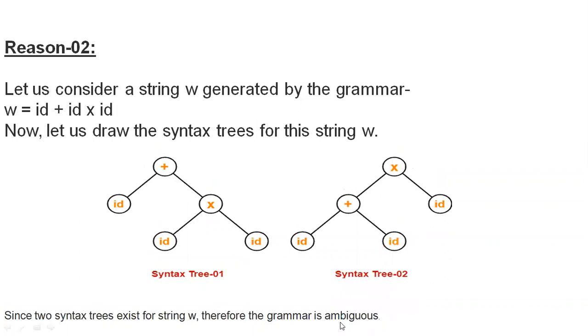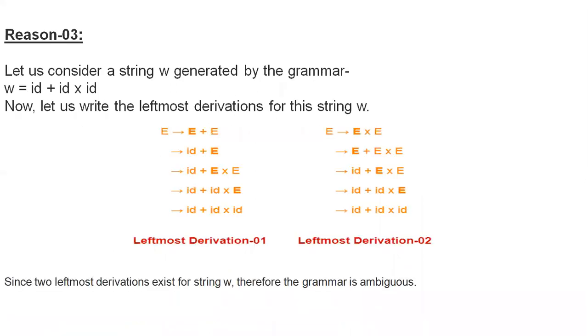Syntax tree consisting of only the operators and the operands. That means only the terminals. Syntax tree representation consisting of only the terminals: id plus id into id, id into id plus id, right? Here we're generating two syntax trees. So what we are concluding here, the two syntax trees exist for the string W, therefore the grammar is an ambiguous grammar. And what is the reason number 3?